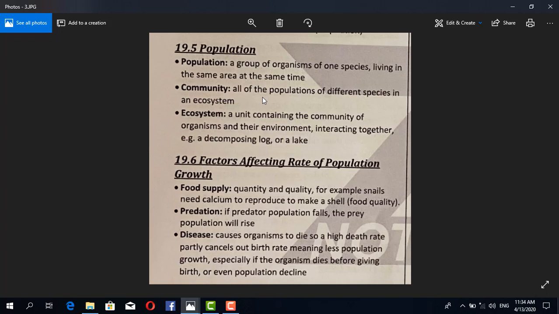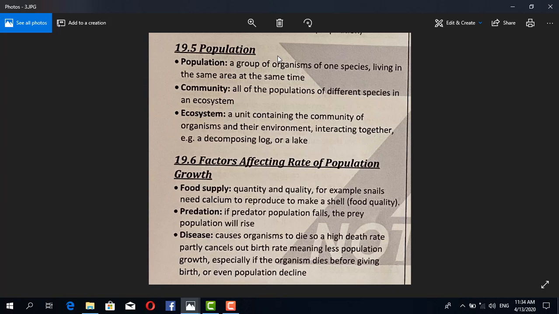The population. When I say, for example, that the population of China is massive, what do I mean by a population? The group of organisms of one species living in the same area at the same time. For example, I'm talking about human beings.